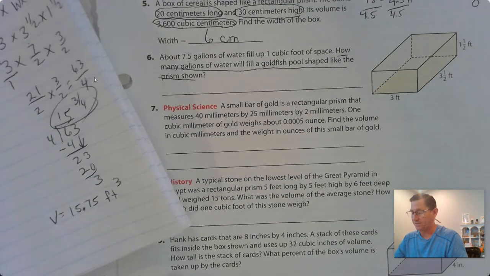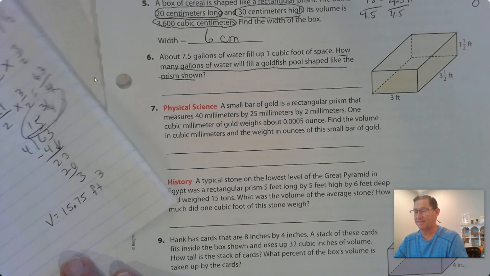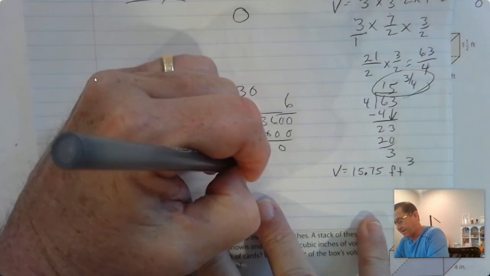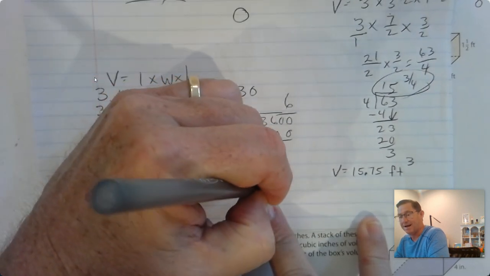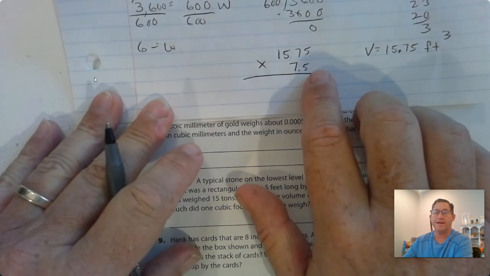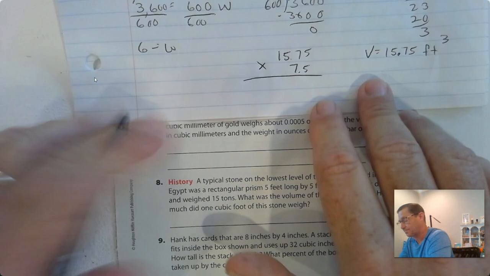Okay, but that wasn't the question. The question says there's 7.5 gallons of water per cubic foot of space. So take the 15 and 75 hundredths and multiply by 7.5. Okay, because every cubic foot has 7.5 gallons of water.